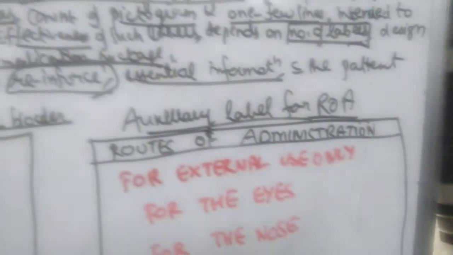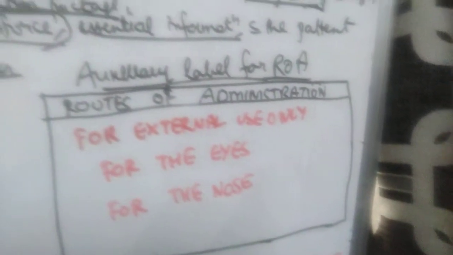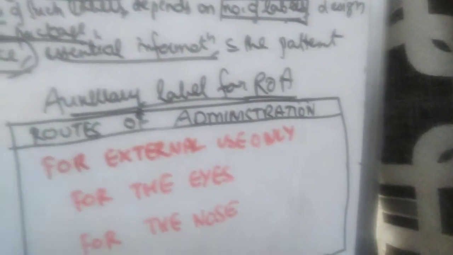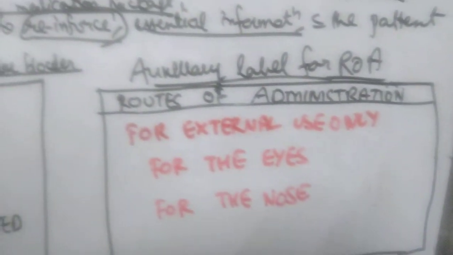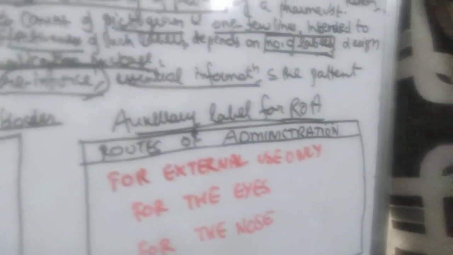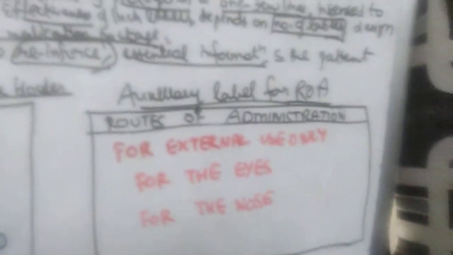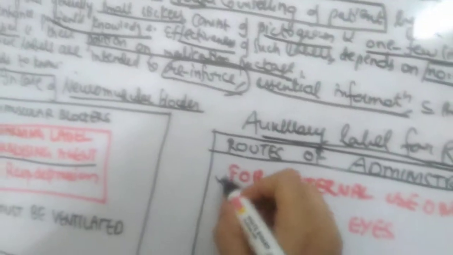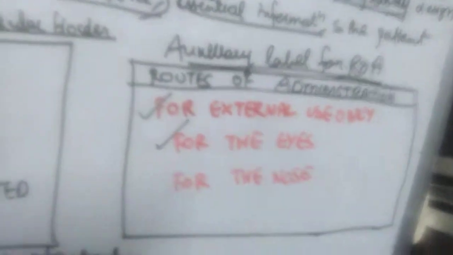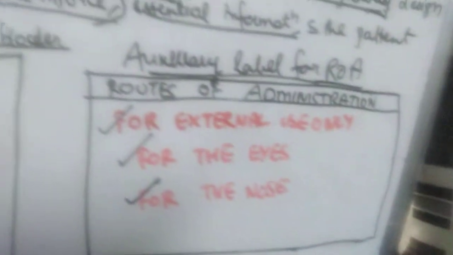Then the auxiliary label for route of administration. So suppose you are giving various dosage forms by various routes of administration. Some drops may be for the eyes, some drops may be for the nose, and some ointments and creams and other dosage forms may be for external or topical use only. So whenever you are giving some information, you should clearly mention whether it is for external use, for the eyes, or for the nose.